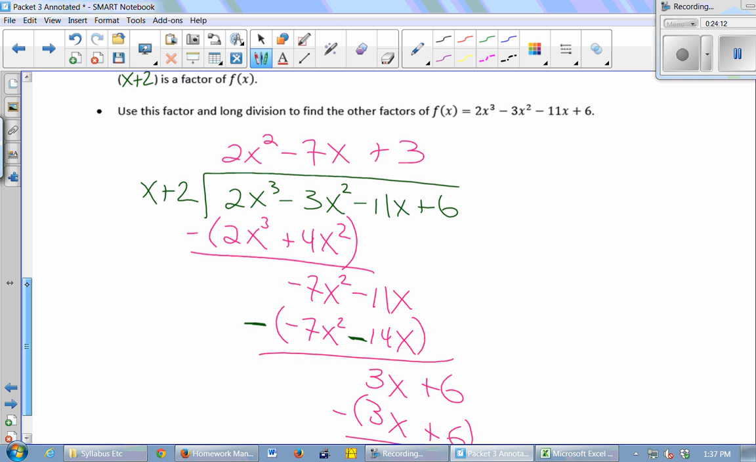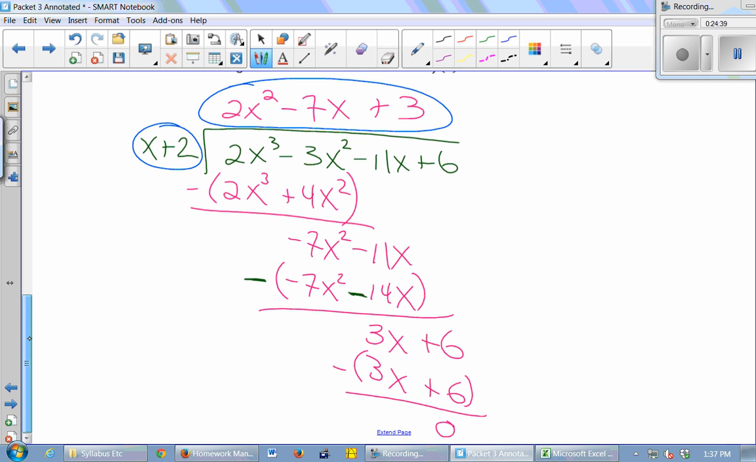So what they had asked us to find was another factor, right? Or the other factors. So I know x plus 2 is a factor. Now I know that if I multiply x plus 2 times that quadratic, I should get the 2x cubed back. Can 2x squared minus 7x plus 3 factor any further?